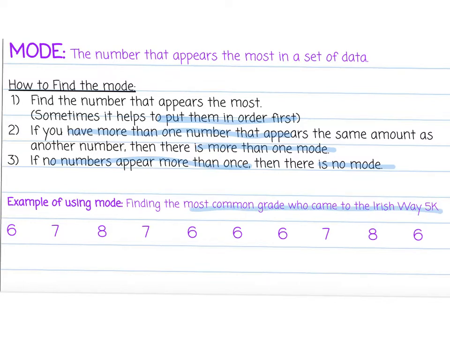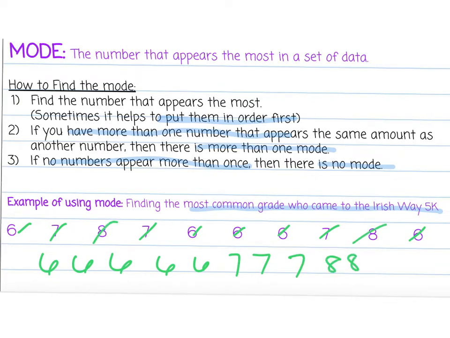the Irish Way 5K. Step 1, I'm going to order them least to greatest. So I see a 6 over here. 6, 6, 6, 6. I see a 7, 7, 7, and 2 8s. So when they're lined up like that, it's easier for me to see because obviously it's significantly more 6s. Your data might have closer values or multiples, so putting them in order least to greatest really is helpful just so you don't miss anything.